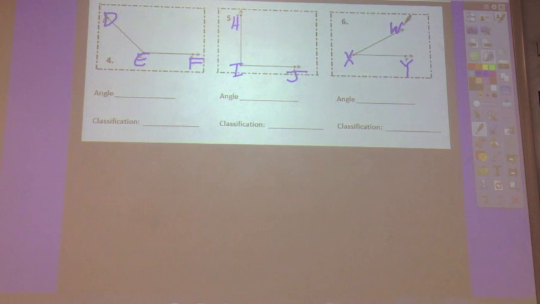Here's some more. This is 4, 5, and 6. Go ahead and pause. You're naming each angle and you're classifying it either as acute, obtuse, or right.